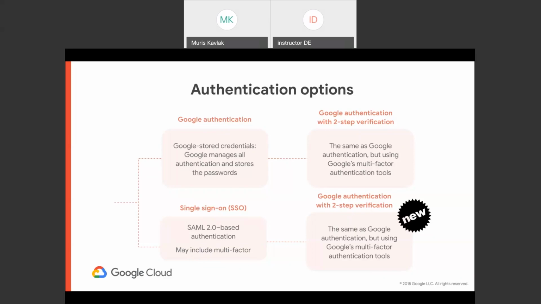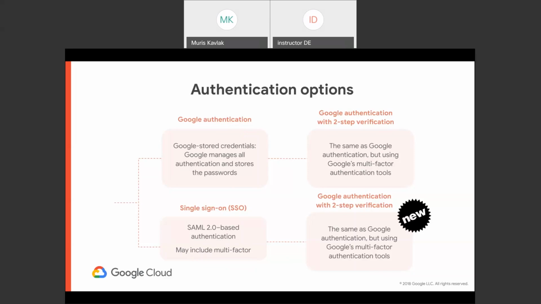Or you do have the second possibility, saying, okay, I do have another identity provider already and I would like to use that, which gives you the possibility of SSO, single sign-on. And the requirement here would be that it supports SAML 2.0 based authentication. Now it says here on the right-hand side, down on the lower arrow, Google Authentication with two-step verification, new. So 2 weeks ago, I think, Google just introduced that you can use the identity provider, the single sign-on solution, with a Google two-factor authentication option.